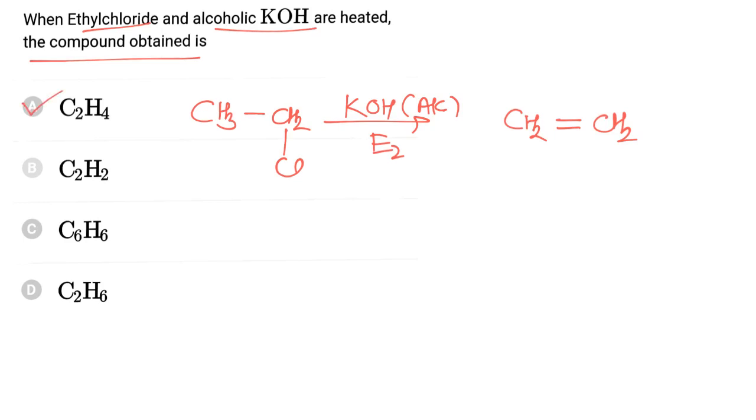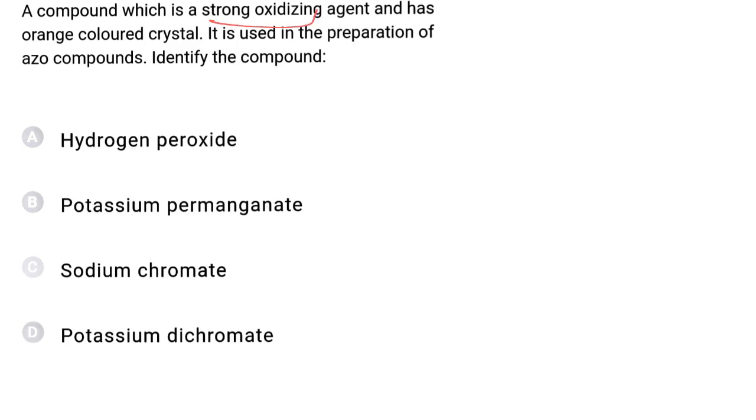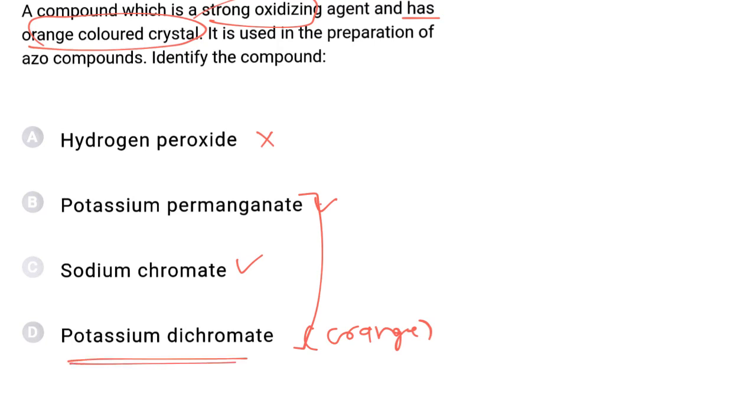Which compound is a strong oxidizing agent? Now all of these are oxidizing agents, but potassium permanganate, sodium chromate and potassium dichromate are strong oxidizing agents, and the question asks for the one with orange colored crystals. Hydrogen peroxide is colorless, potassium permanganate is purple, sodium chromate is yellow, and potassium dichromate is orange. So out of the given compounds, only potassium dichromate is an orange compound, and hence the correct answer is D.